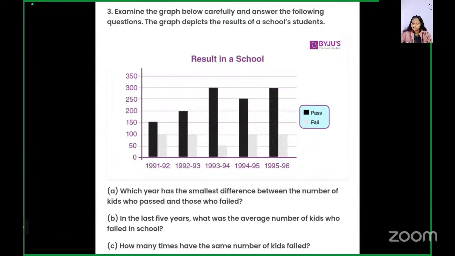Ma'am, the answer to the C question is 4 times. How many times have the same number of kids failed? Okay, C question, it's correct. All right, and the A question?